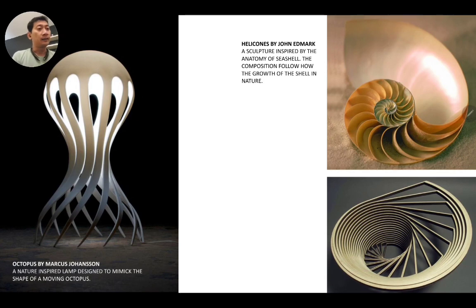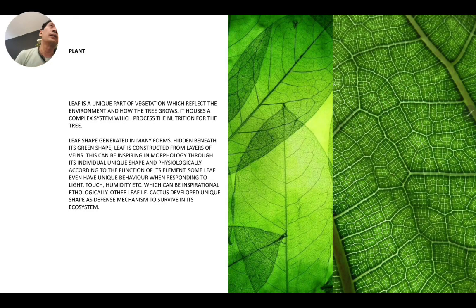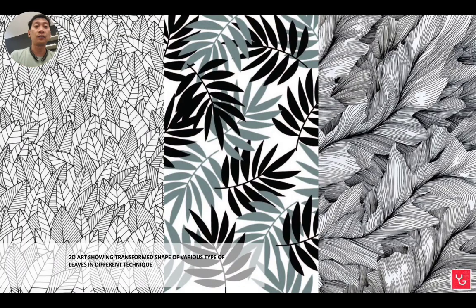And the right hand side, you can see this is the art called Helicons by John Edmund. This is a sculpture which is actually inspired by the anatomy of seashells. Right? A leaf is one of the most common objects being used as inspiration in many different art and objects, for example. So you can take the shape of the leaves, or you can look deeper and see the structures of the leaf as a source of inspiration.